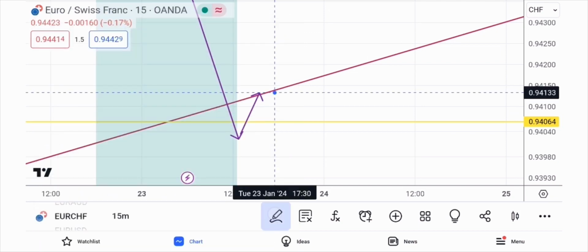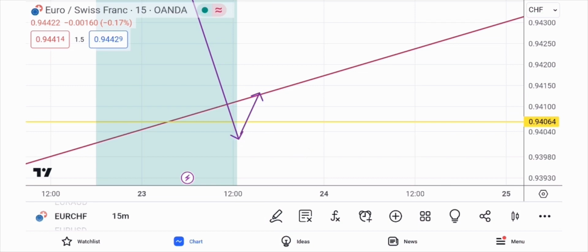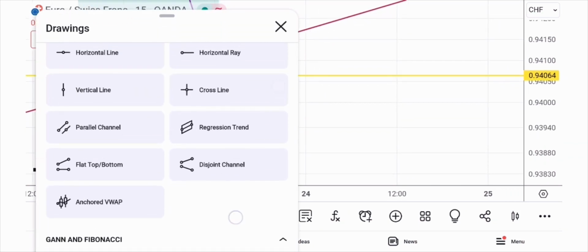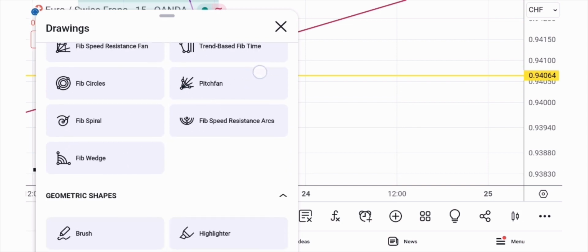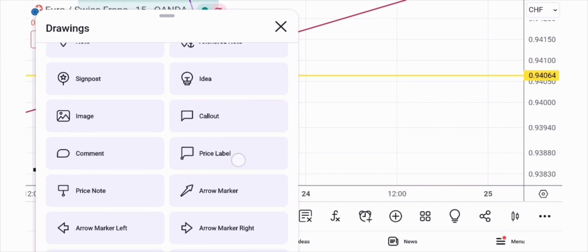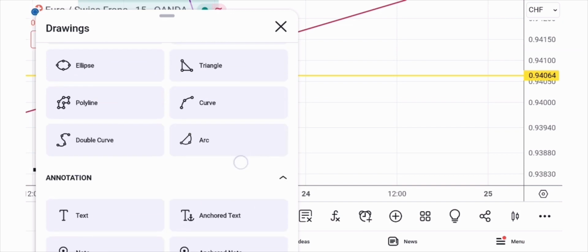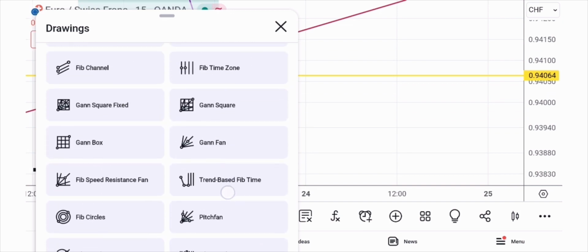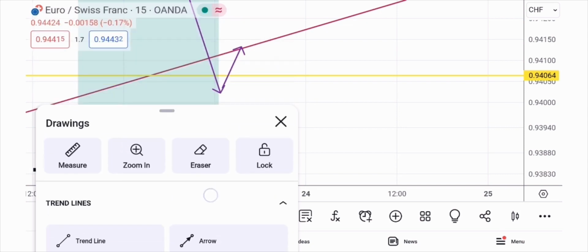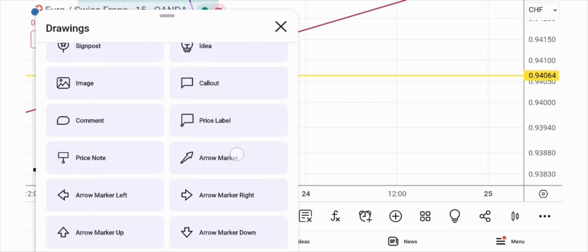So let me put that there so that you can see what I mean. Let me do this. So let's take it. The market has moved already. I'm analyzing on my phone, guys, so don't mind me. Okay, I need to find that thing.